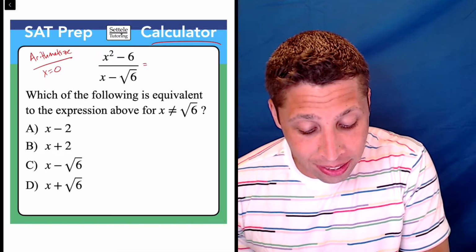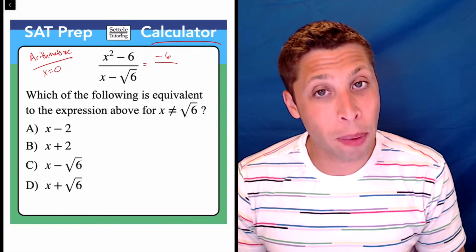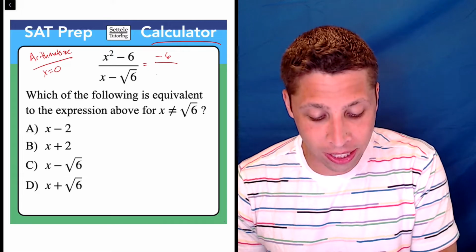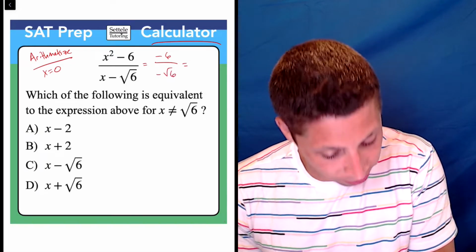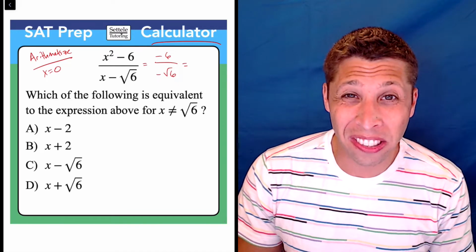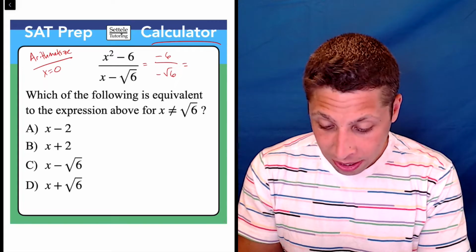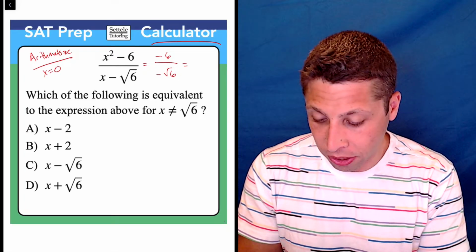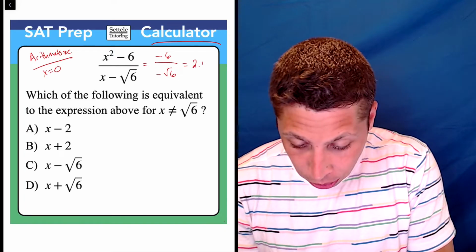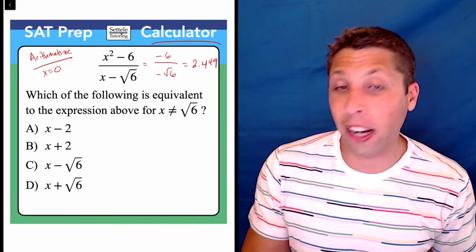So in that case, the top would be 0 squared minus 6, which is just negative 6. And on the bottom, 0 minus radical 6 is just going to be radical 6, but negative. So the two negatives will cancel out. And then you're like, well, what do I do with 6 divided by root 6? Well, we have a calculator. Let's plug it in, right? So 6 divided by the square root of 6 is some messy number, 2.449, okay? With some extra decimals, but I'm going to cut it off there.